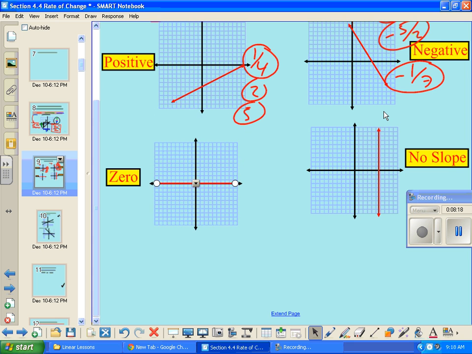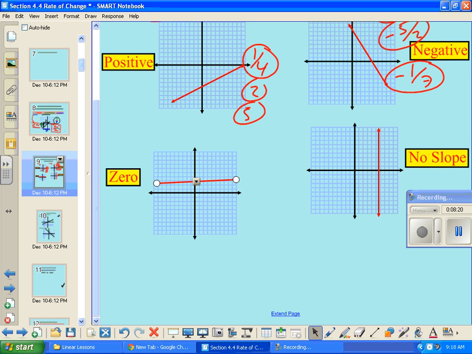Again, here's a positive slope line. There's a positive slope line. There's a negative slope line. What's right in between those is 0 slope. So that's maybe one way to remember. That's the 0 slope line we talk about. And then no slope is the straight up and down case.